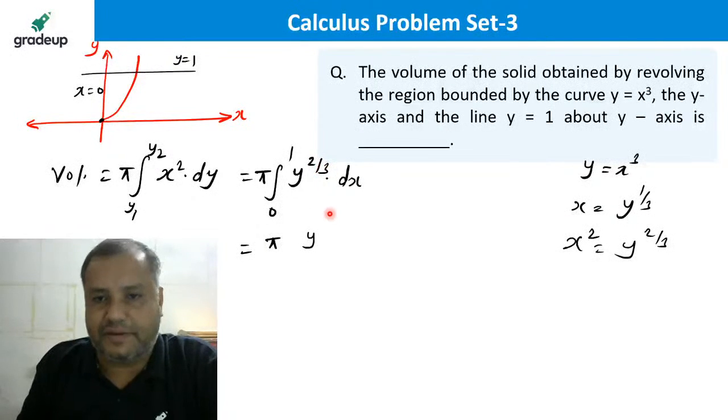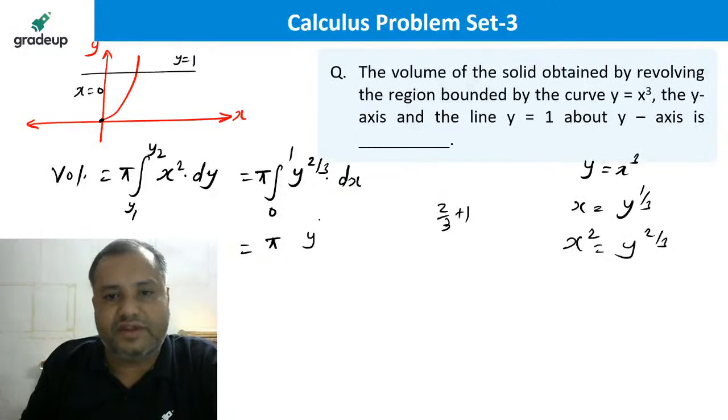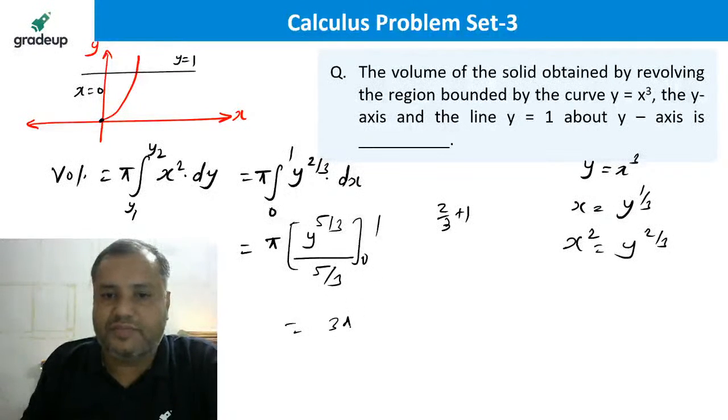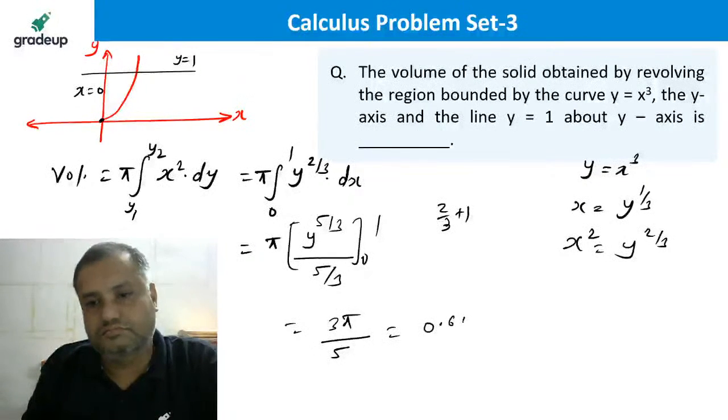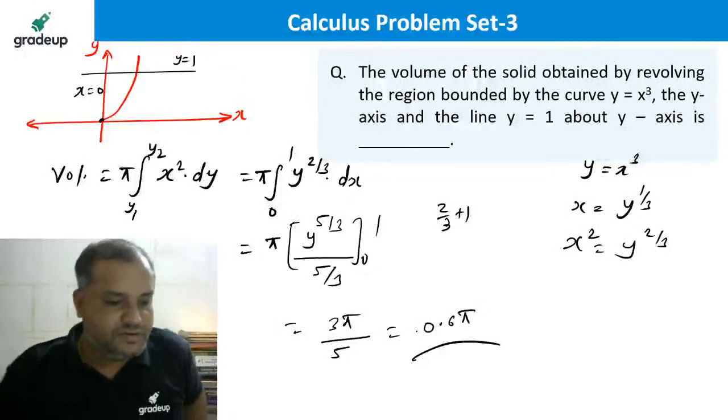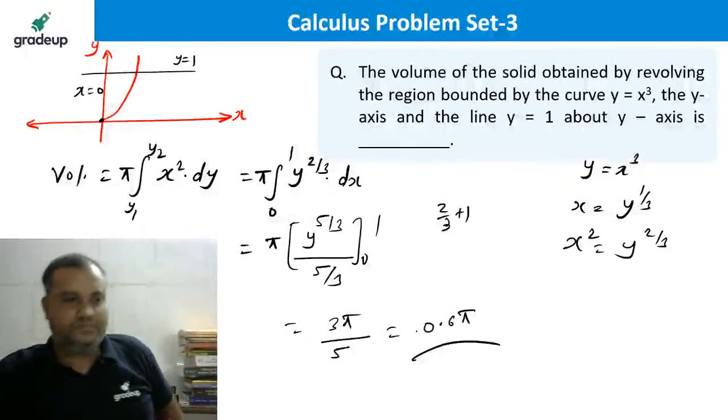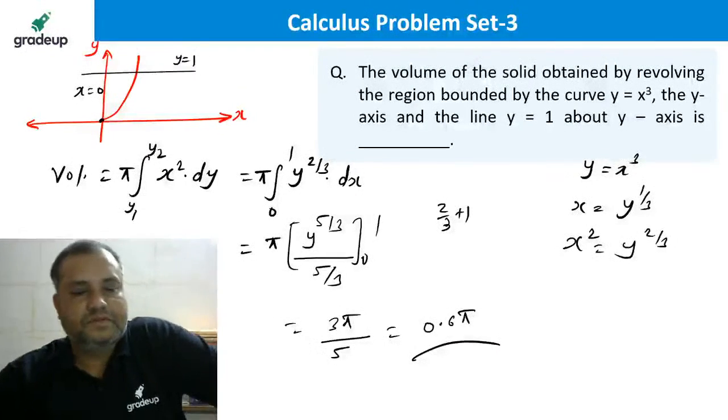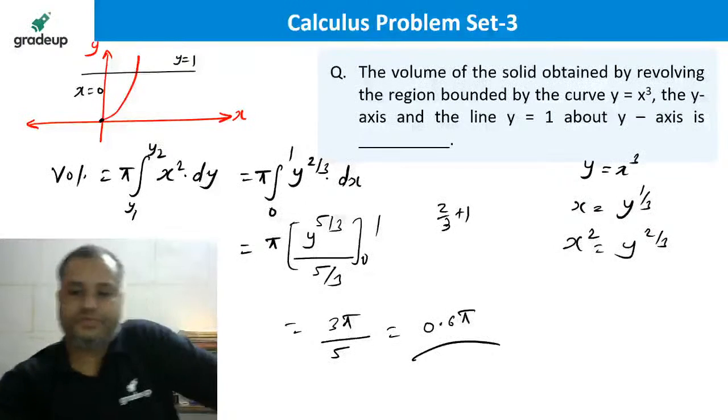2 by 3 plus 1. That will be 5 by 3. So the answer will be 3 pi by 5. This will be the answer. Okay? Yes, sir.